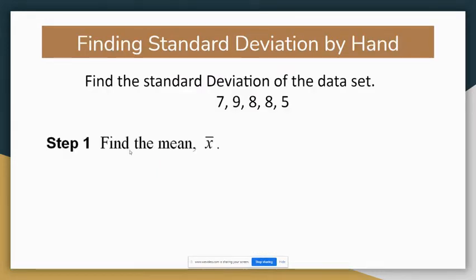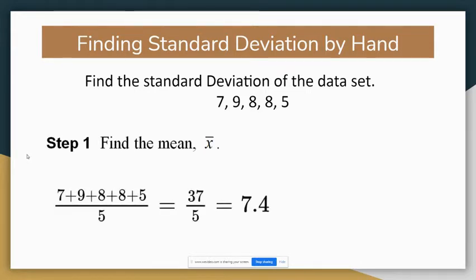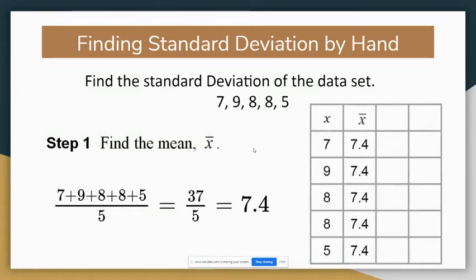The first step is we need to find the mean of our data. Here's our data: 7, 9, 8, 8, and 5. If we find the mean of that, we're going to add 7 plus 9 plus 8 plus 8 plus 5, and then divide by 5. That makes our mean 7.4. And I just got a table right here where we're going to keep our steps organized so that we can walk through them a little bit. So here are our x's, our data set, and then here's our mean.